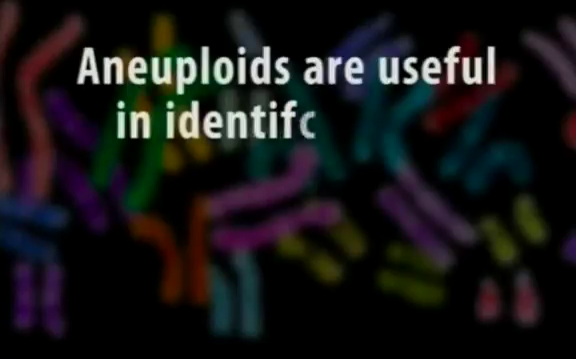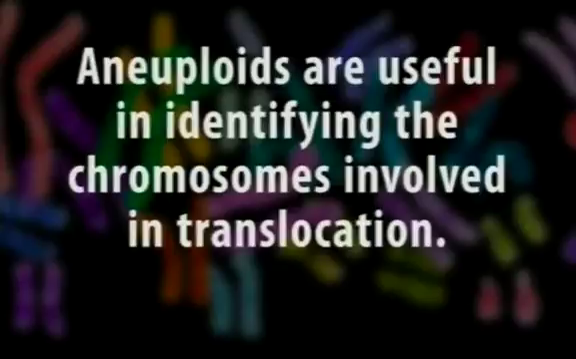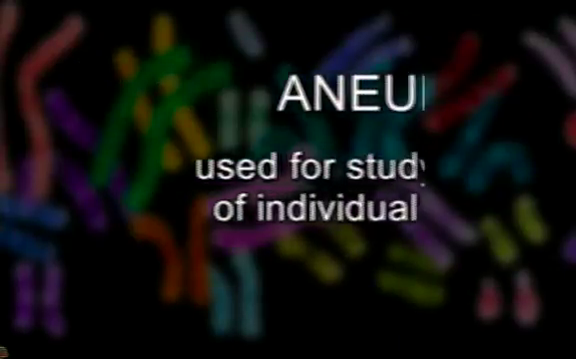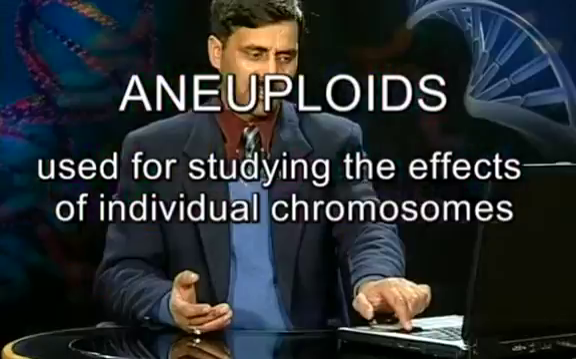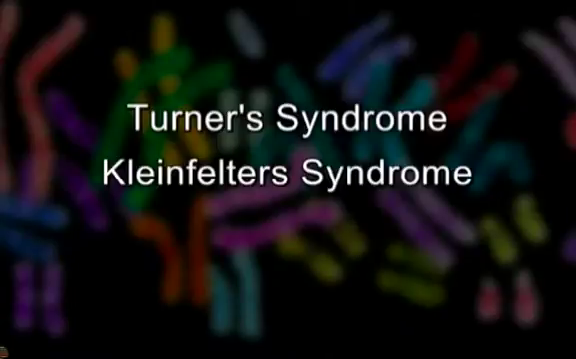Then aneuploids are also useful in identifying the chromosomes involved in translocation. Similarly, aneuploidy can also be used for generation of alien substitution lines for studying the effects of additional chromosomes. Then monosomics or trisomics have been reported in humans, resulting in a number of different types of syndromes. For example, we see there is Turner syndrome, and we see there is Klinefelter syndrome.